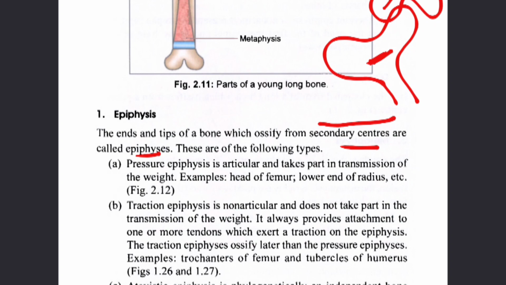It has the following parts: the pressure epiphysis, it is articular and takes part in transmission of the weight. Examples: head of the femur, lower end of radius, etc. Then the traction epiphysis is non-articular, which doesn't articulate with any bone and does not take part in the transmission of the weight. It always provides attachments to one or more tendons which exert a traction on the epiphysis, like bending or twisting. Then we have atavistic epiphysis. It is phylogenetically an independent bone which in man becomes fused to another bone.